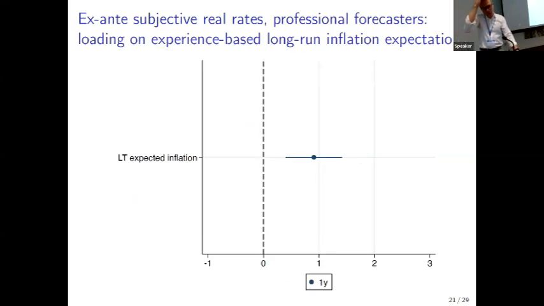Okay, I also do this with professional forecaster expectations. They only have 1 year forecasts. I get a coefficient of around 1, slightly lower than when I use household inflation expectations, but roughly speaking, in the same ballpark.